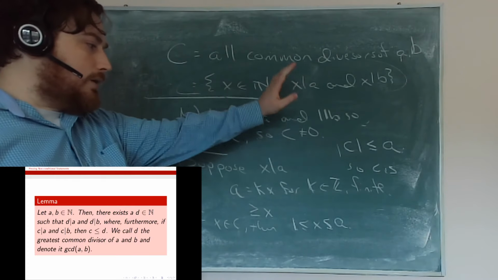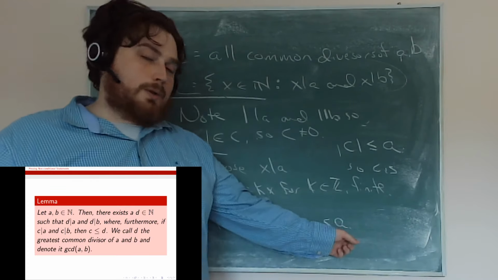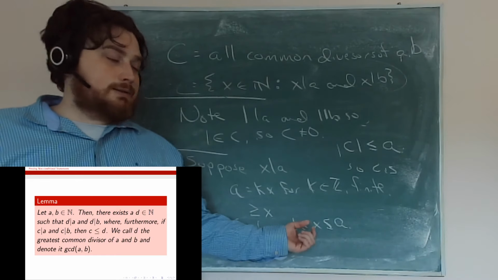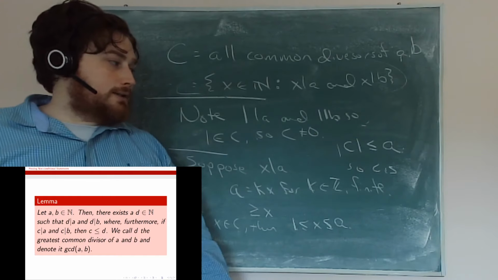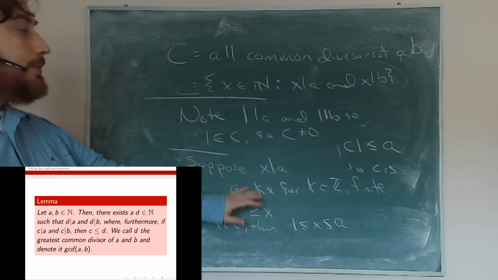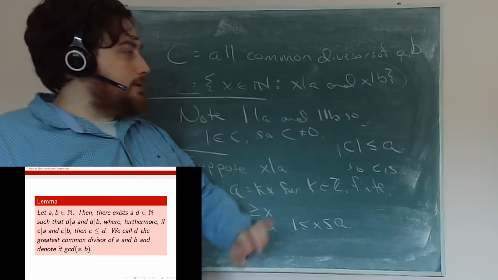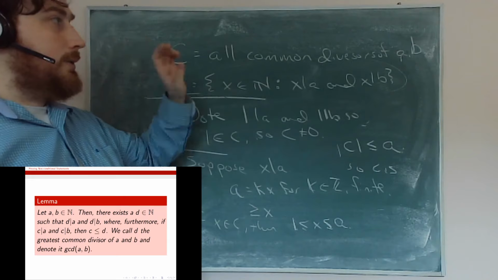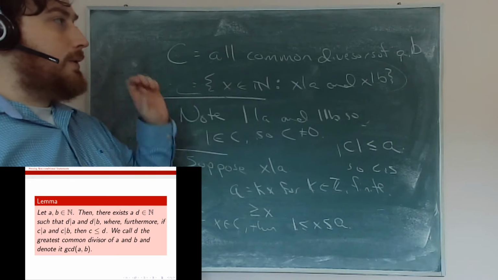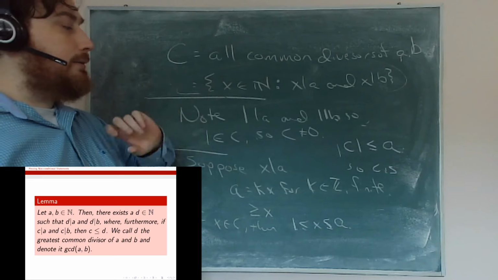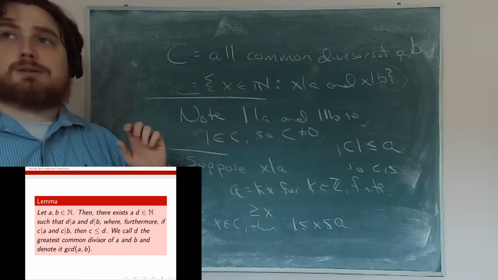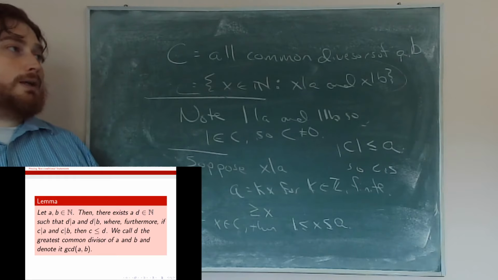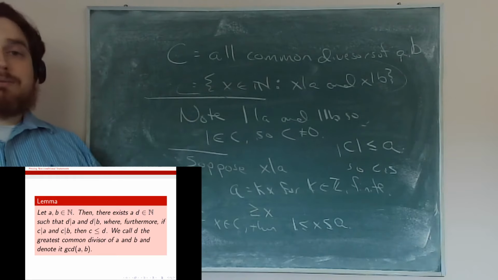So what I've shown is that all of the numbers in C have to be between 1 and a. So therefore, there are at most a elements in C. So therefore, C has to be finite. So what we end up with is C is a non-empty finite set. Therefore, it must have a greatest element, a unique greatest element, and that unique greatest element will be the greatest common divisor. So our greatest common divisor is well defined. That is, if I say the greatest common divisor of a and b, there is one and only one answer for that.